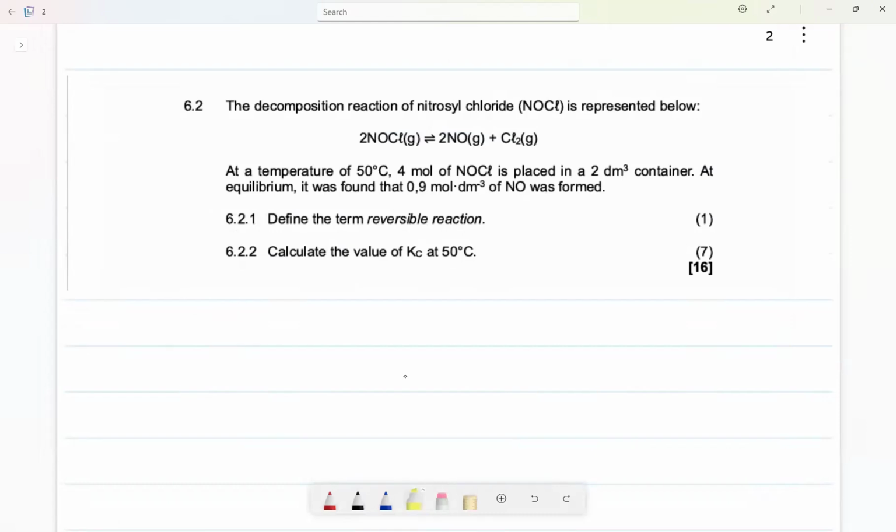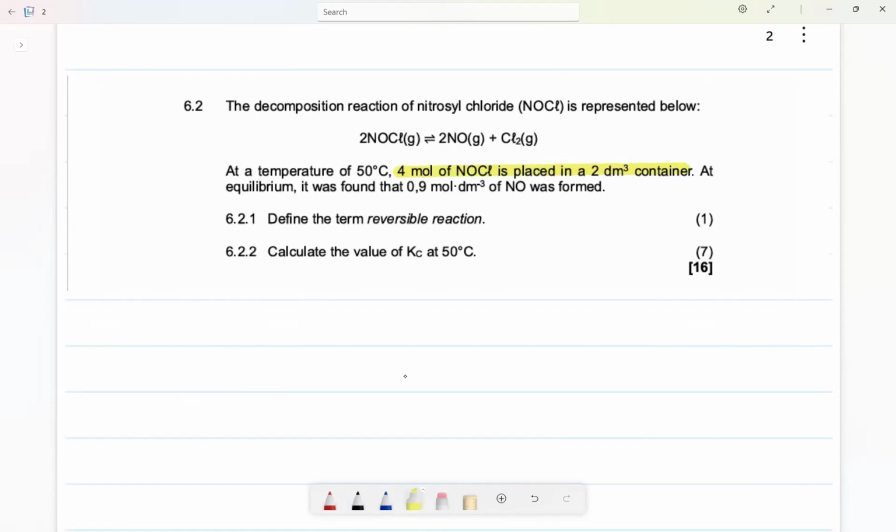Now here we have the decomposition. Remember, when you decompose something, we are trying to break it into smaller useful substances. The decomposition reaction of nitrosyl chloride is represented below. They are telling us at equilibrium, at a temperature of 50, very important that we have a temperature, 4 moles of NOCl is placed in a 2 decimeter cubed container, okay?